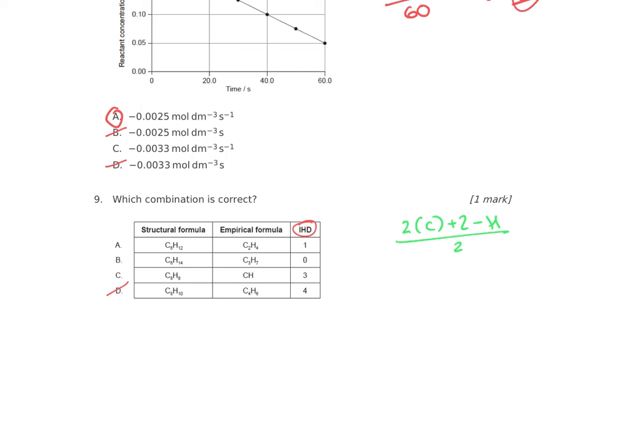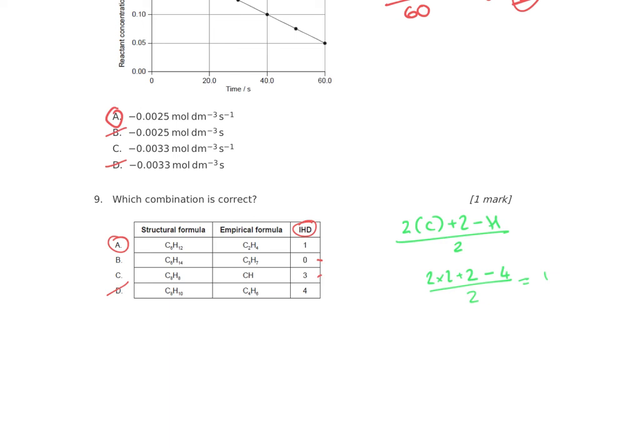So for the first one, excuse me, the empirical formula. So 2 times 2 plus 2 is going to be 6 minus H, so minus 4 is going to be 2, over 2 is going to be 1. So this means A is correct. This would be a half and this would be 1.5, so it wouldn't work out.